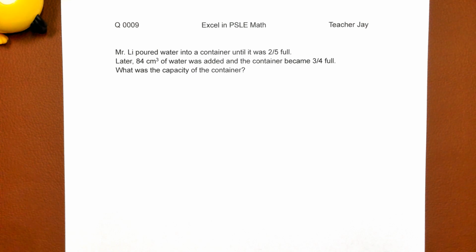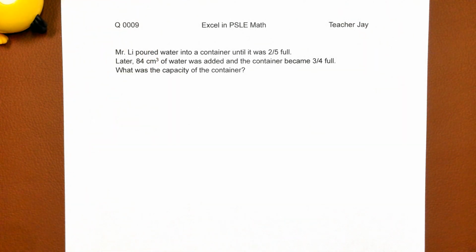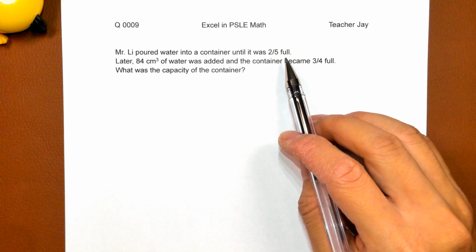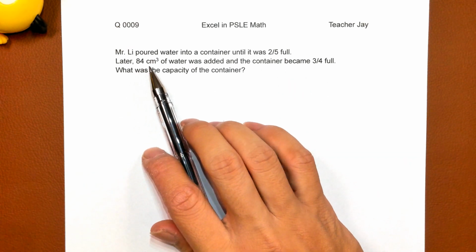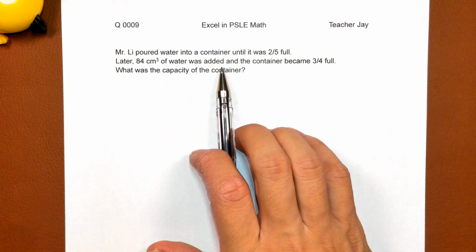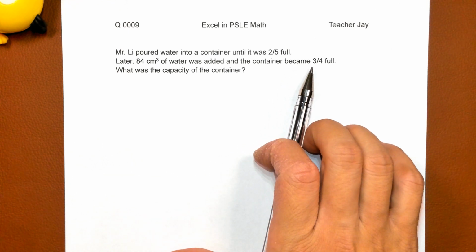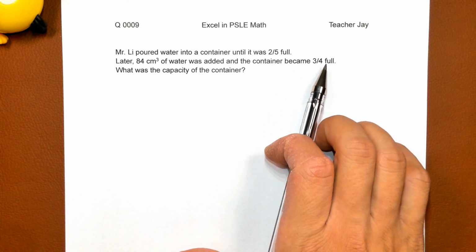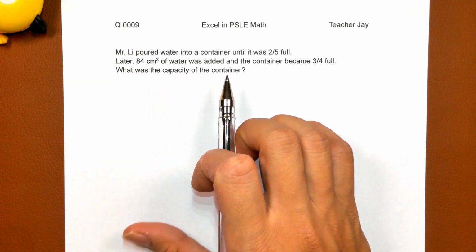Excel in PSLE Math. Question 9. Mr. Lee poured water into a container until it was 2/5 full, and later 84 cubic centimeters of water was added, and the container became 3/4 full. What was the capacity of the container?